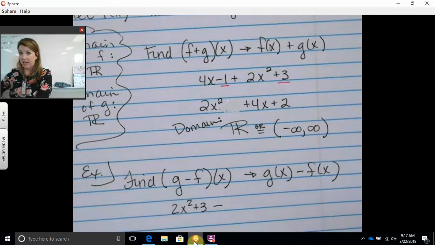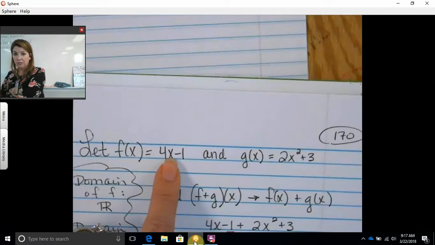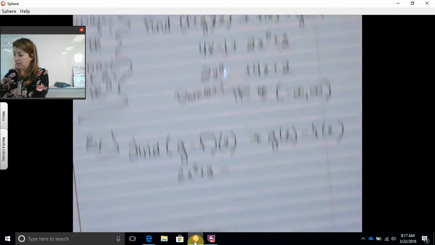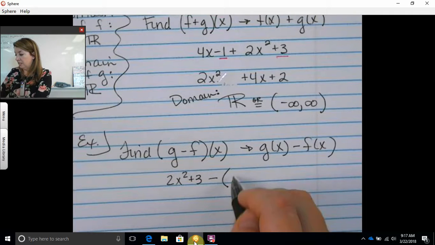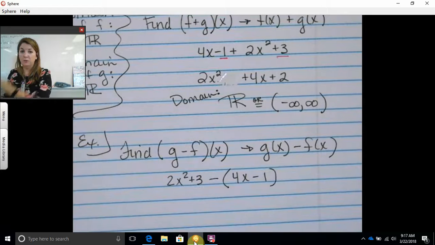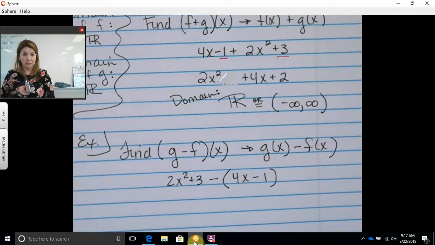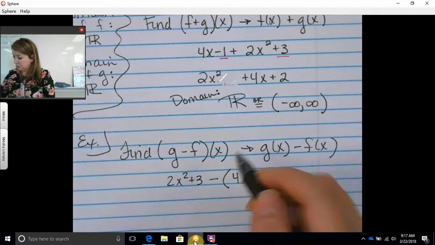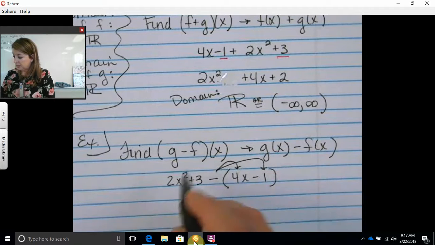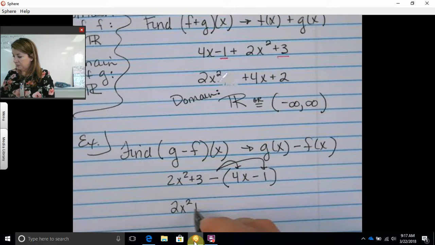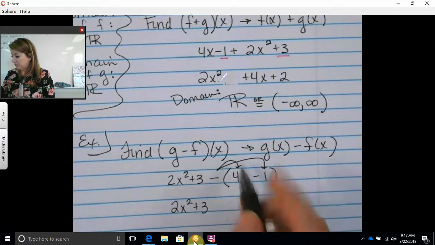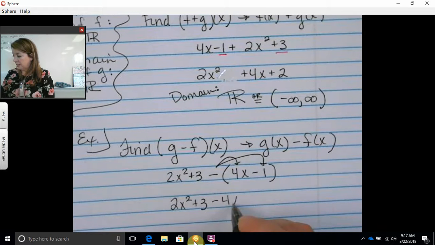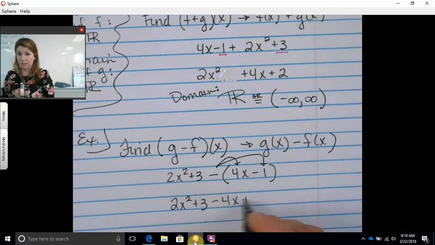Subtracting, since function f has two terms, it's going to be important that I use parentheses so that I can distribute the negative to both terms, not just to the 4x. Everybody okay with that? So first thing I'm going to do is distribute the negative. So I get 2x squared plus 3. Negative times positive 4x is negative 4x. Negative times negative 1 is positive 1.